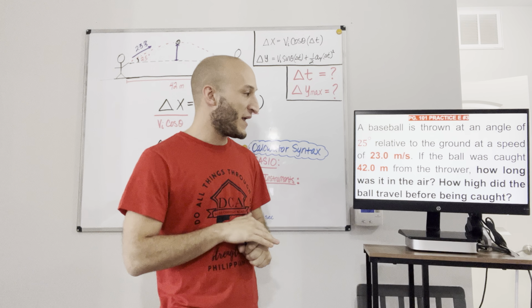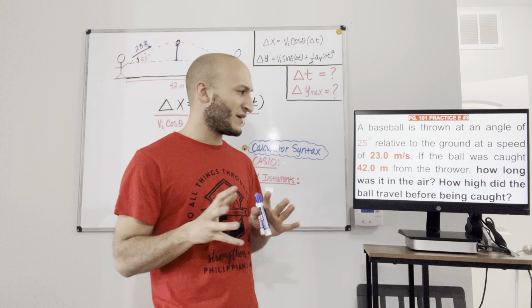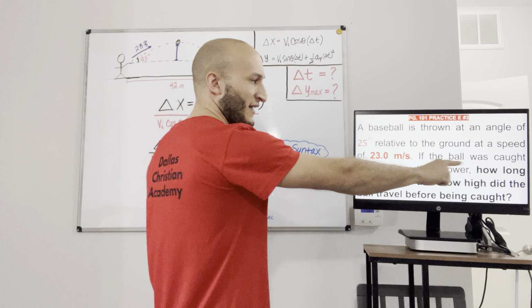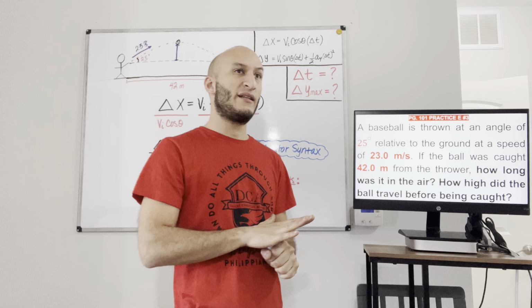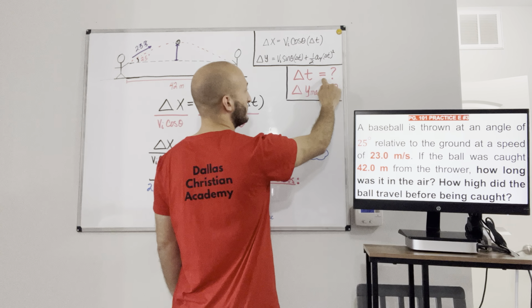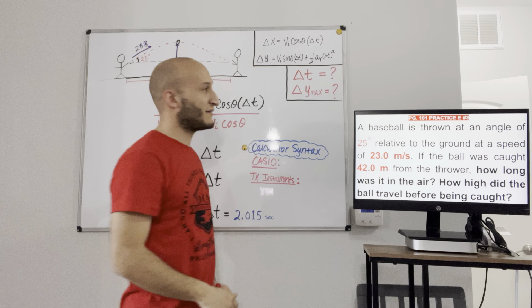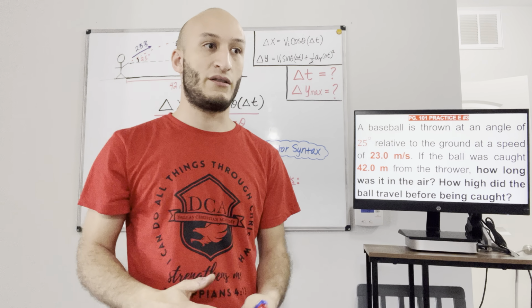It's important we state what we're looking for, right? Usually the last sentence or last two sentences in this case. How long was the ball in the air? Well, if we're talking about how long, then we're talking about time. So I wrote time. And again, that little triangle is delta, which means change in time.